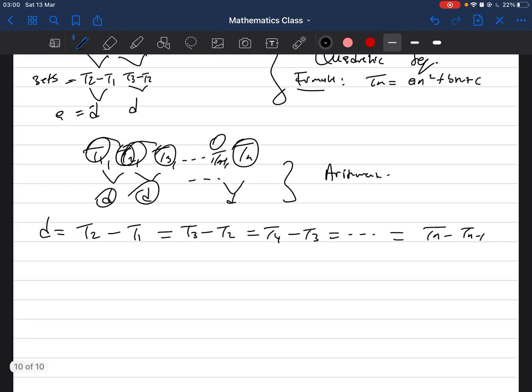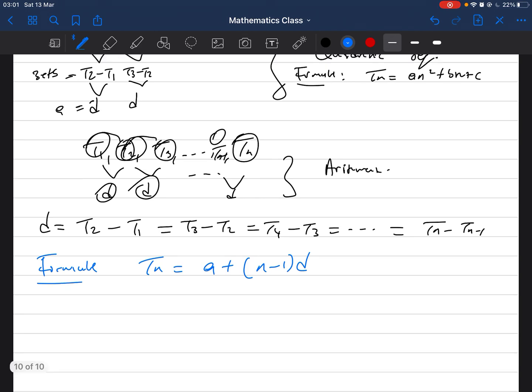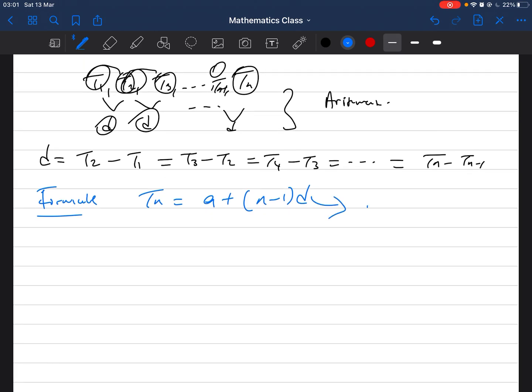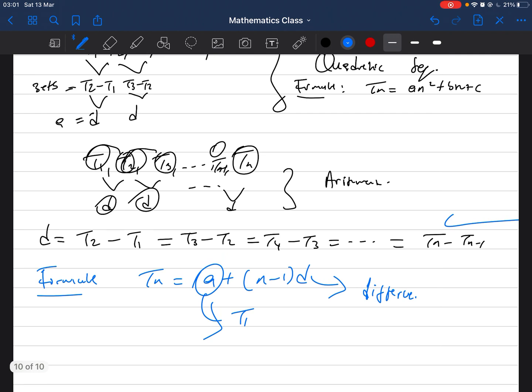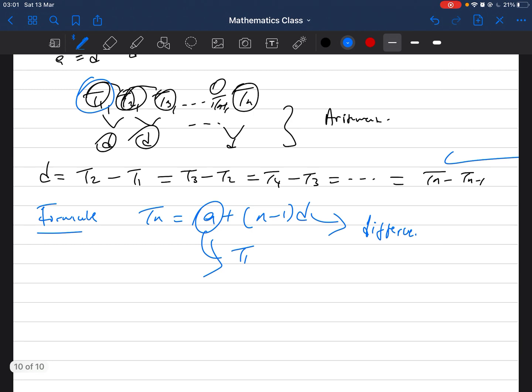Cool. Now with this one, the formula will be Tn is equal to a plus n minus 1 times d. Very simple, which is cool because you already have the difference, which is this thing here, and you already have a, and a is T1, the first term. So a is equal to the first term, T1. And then you just substitute in and get your answer.